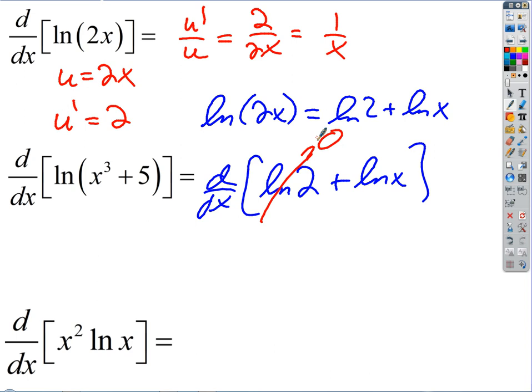Did you have long? Nope. Once you get it down to simplified form, if you can simplify, that's great.